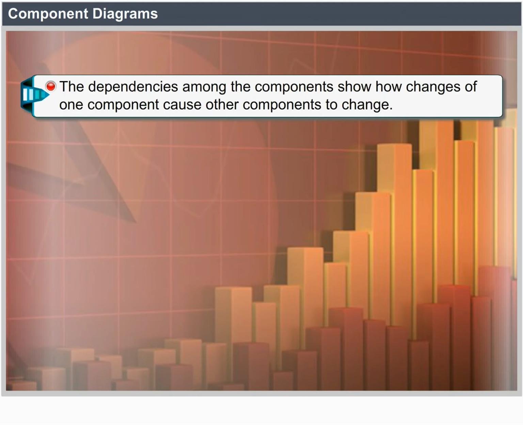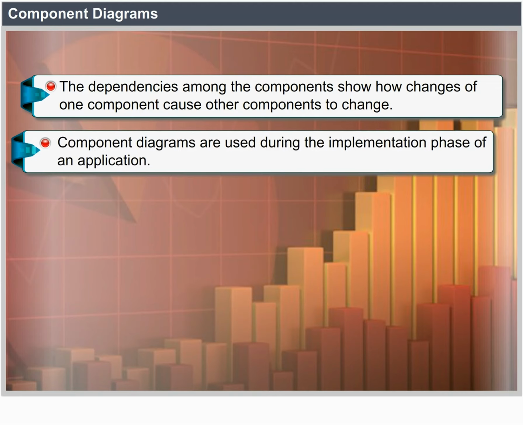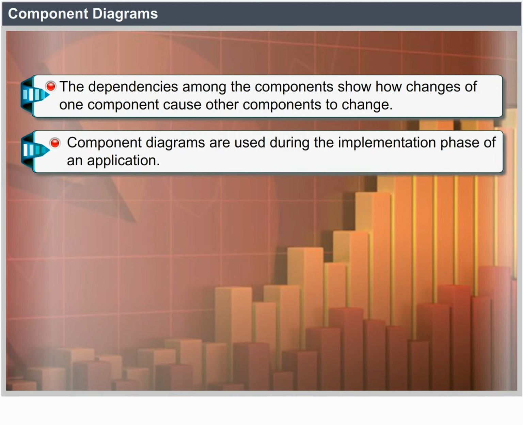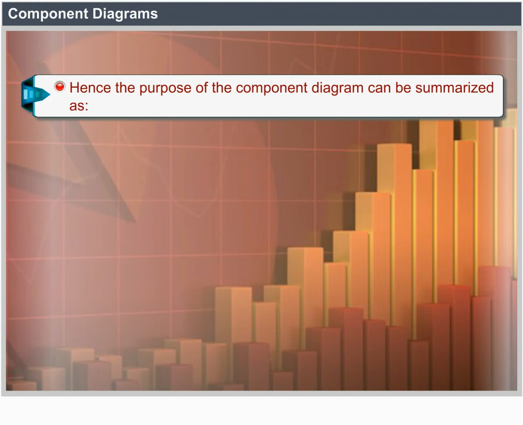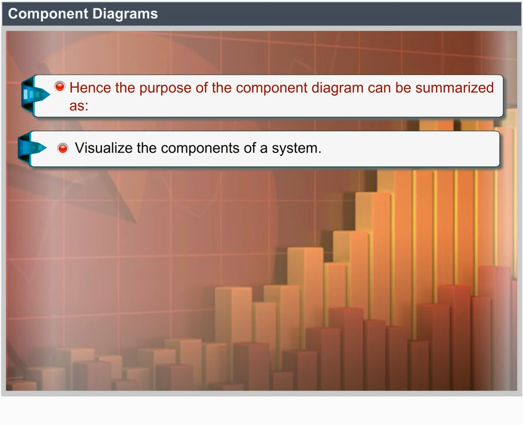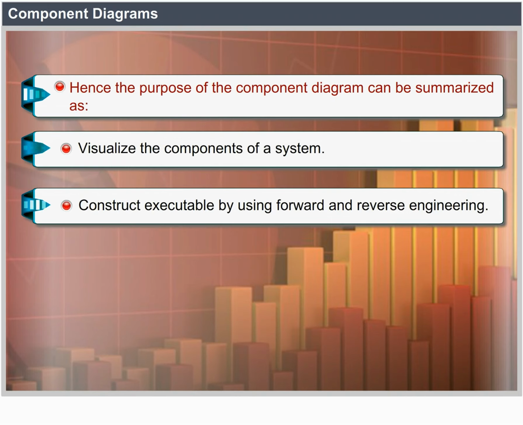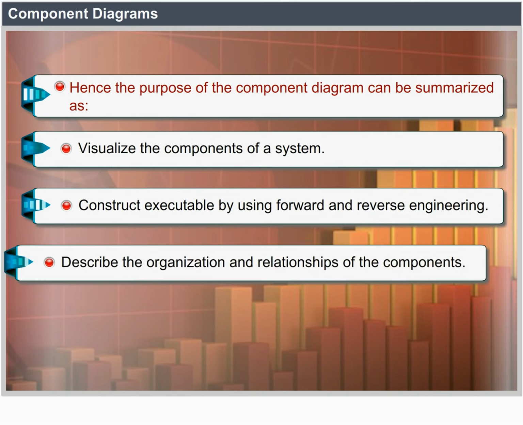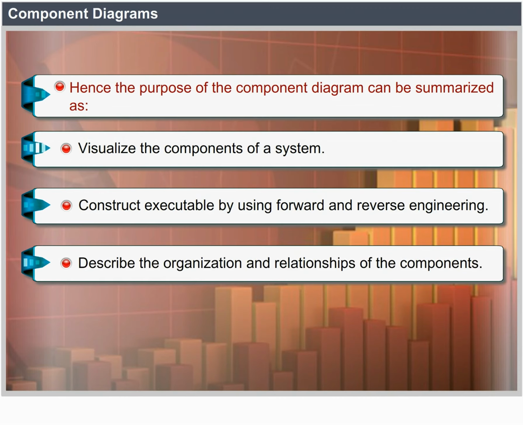The dependencies among the components show how changes of one component cause other components to change. Component diagrams are used during the implementation phase of an application. Hence, the purpose of the component diagram can be summarized as: visualize the components of a system, construct executables by using forward and reverse engineering, and describe the organization and relationship of the components.